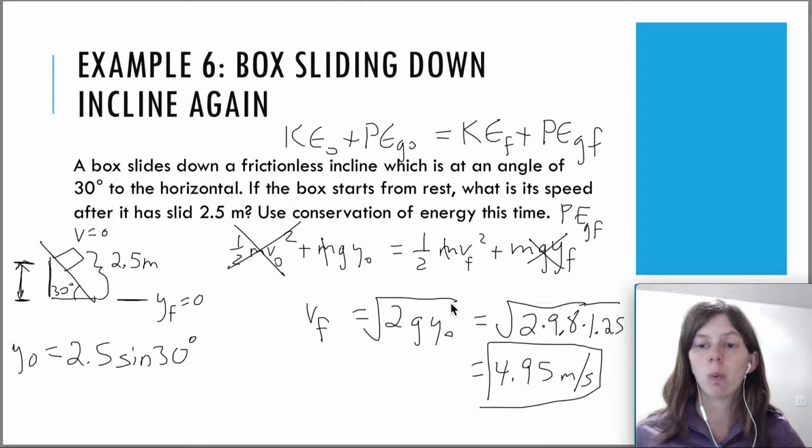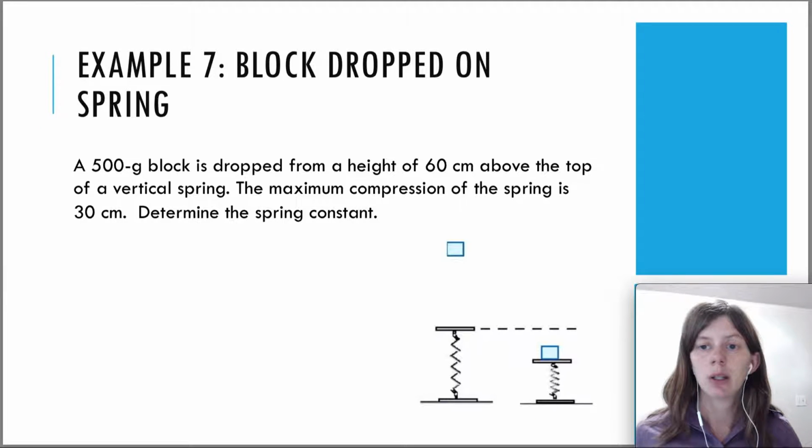So let me do one more example here. A block dropped on a spring. So you look at this example here, and it has a block that is falling. So it's losing height, it's gaining speed, but then it compresses the spring, so you know that the spring is storing potential energy. So when you talk yourself through the problem like I just did, that tells you, okay, this looks like a conservation of energy problem.